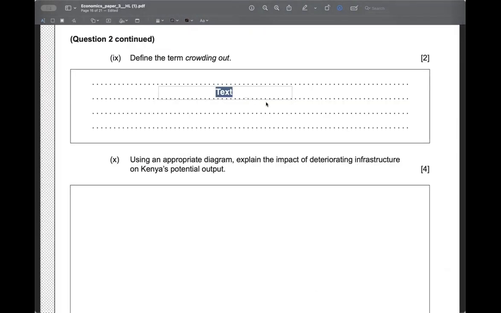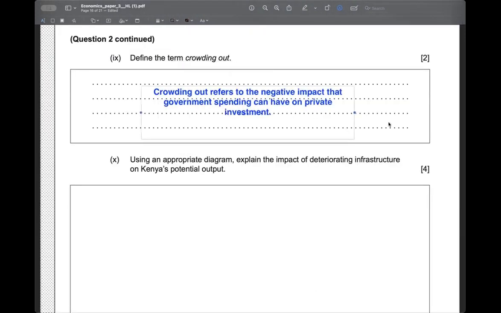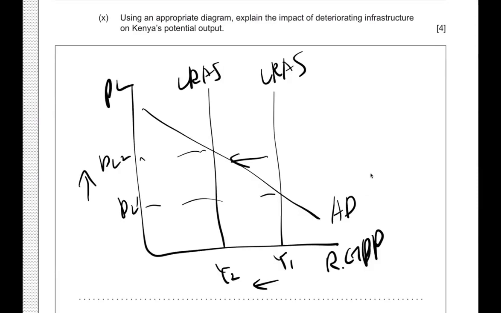Question 9. Define the term crowding out. Crowding out refers to the negative impact that government spending can have on private investment. Question 10. Using an appropriate diagram, explain the impact of deteriorating infrastructure on Kenya's potential output. And the diagram can look like this, or other diagrams can work as well, like PPC shifting to the left, or SRAS potentially shifting to the left.